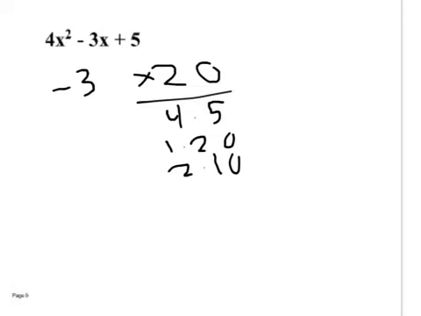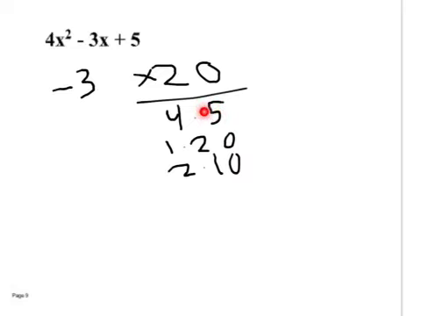5 and 4, we already did that. Are there any others? That's all you can do. These are the only factors of 20. By the way, my 20 is positive, isn't it? And my b here is negative, so each of these terms has to be negative, right? They both have to be negative.